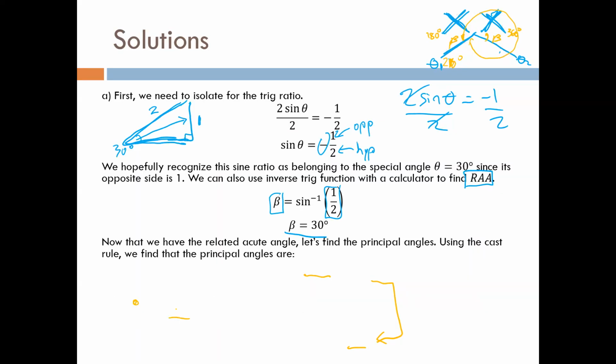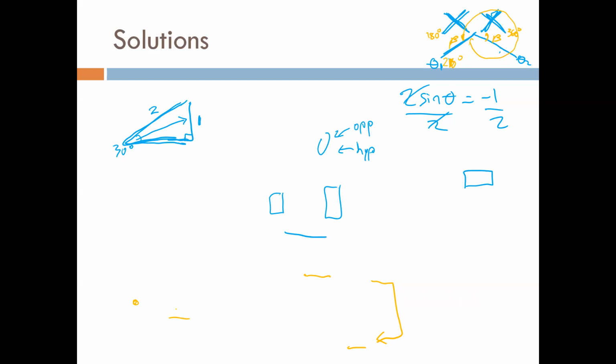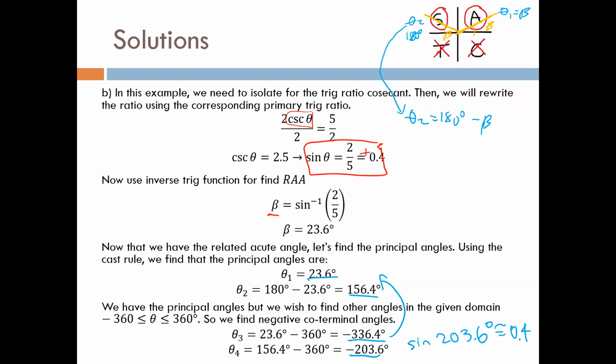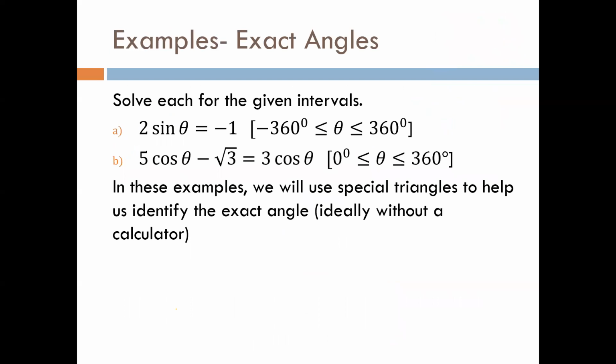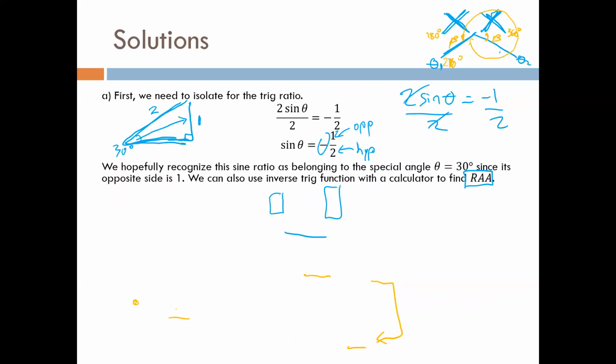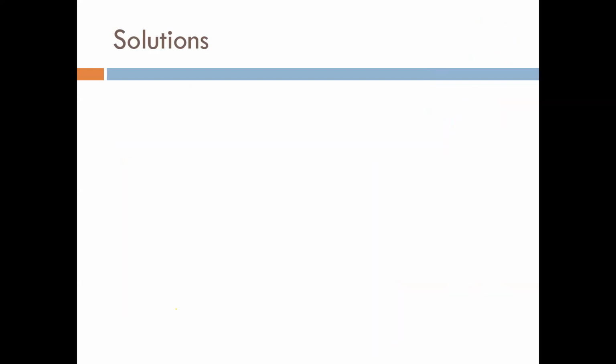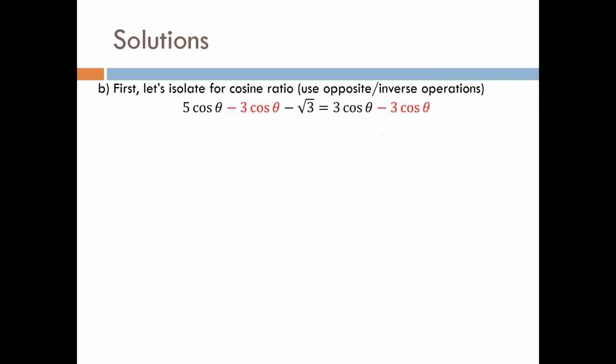Okay, let's look at the next one. So in the second example here, let me just go back. In our second example, we have 5 cosine theta minus square root of 3 is equal to 3 cosine theta. So I'm going to write this down. So 5 cosine theta minus square root of 3 is equal to 3 cosine theta.